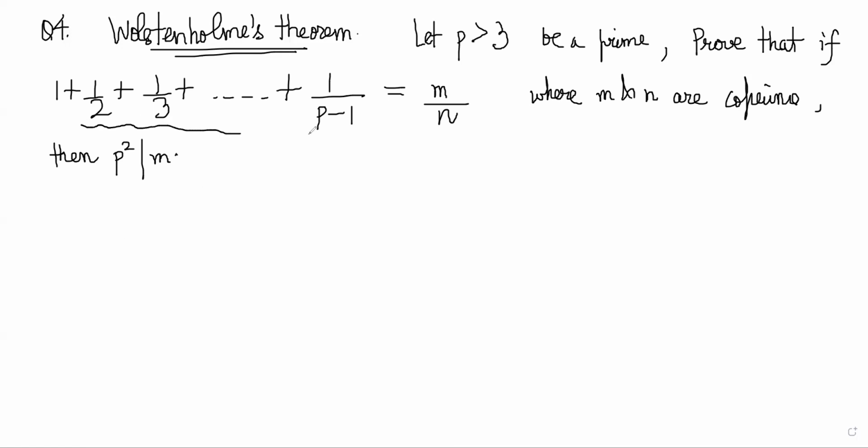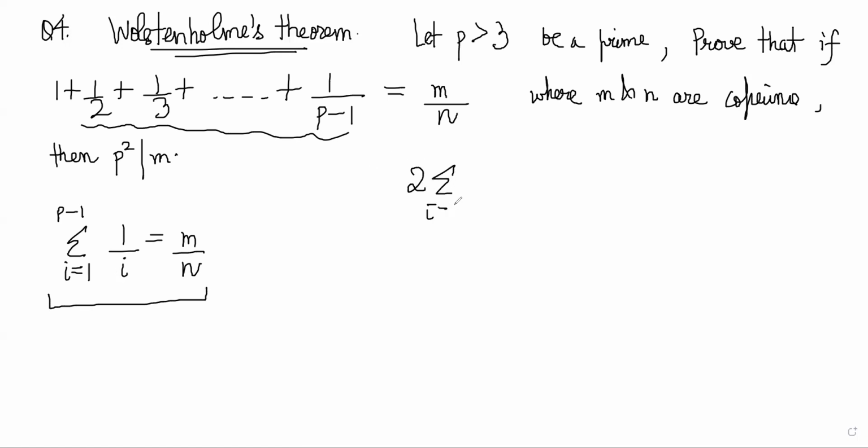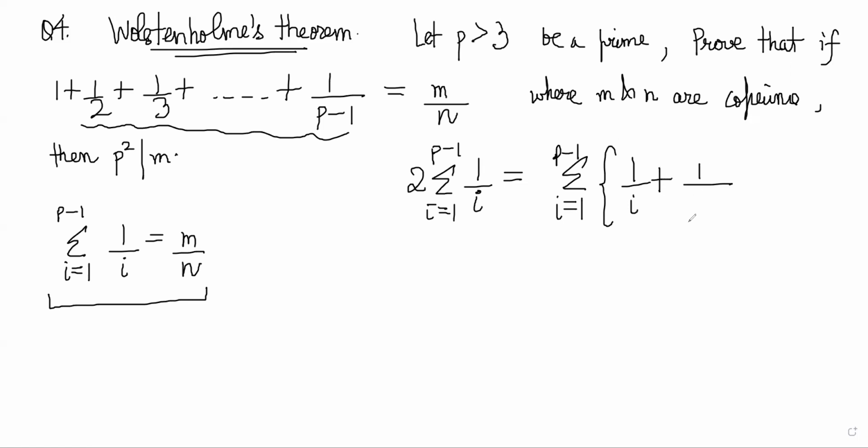So let's think of this side here. This is the summation of i goes from 1 to p minus 1, 1 over i, right? And we are saying that that is equal to m by n. Now, instead of trying to work with this, I will start by working with twice of this. Twice of the sum from 1 to p minus 1, 1 over i, because when I do that, I will be able to group it nicely. I will say i is equal to 1 to p minus 1, this is the same thing as 1 by i plus 1 by p minus i.